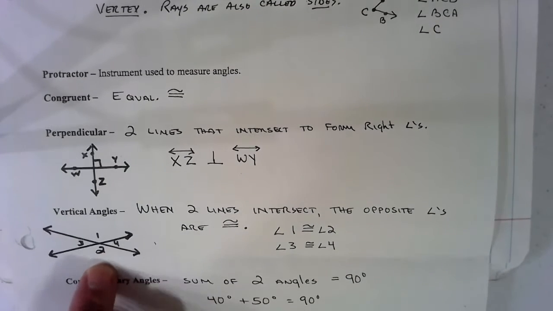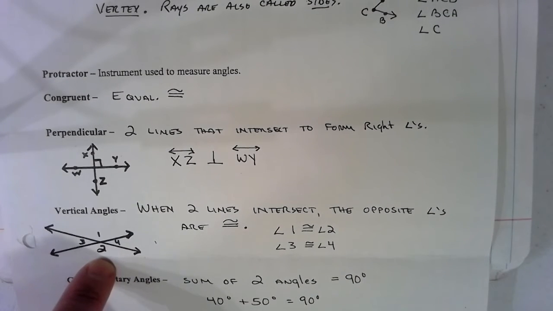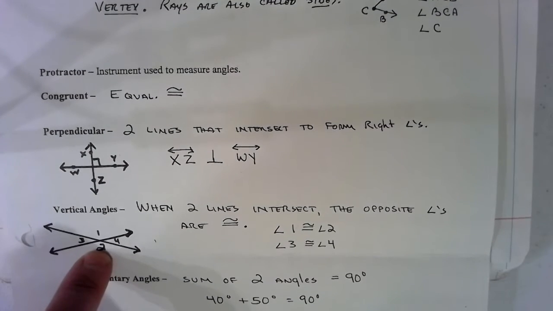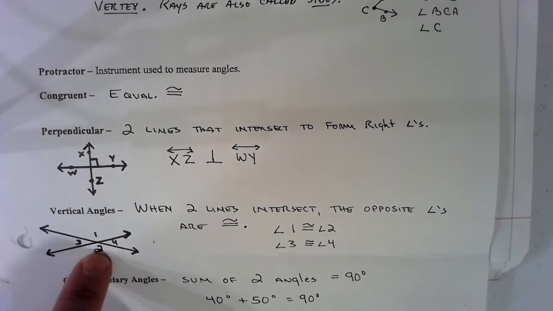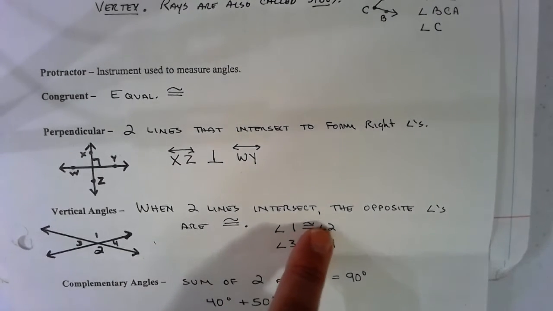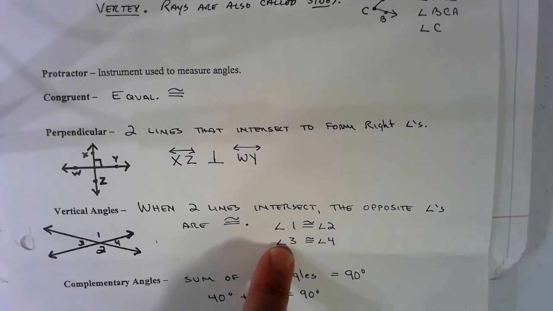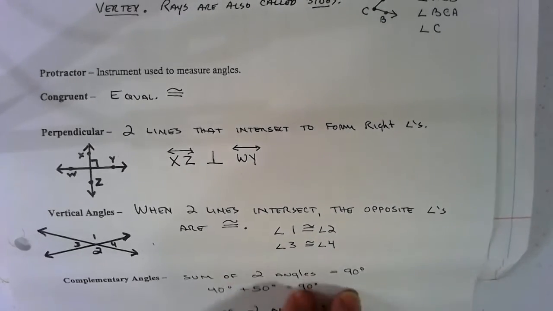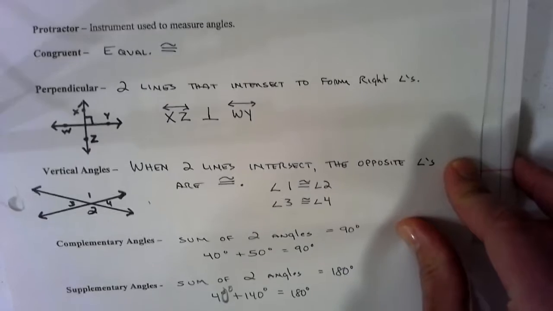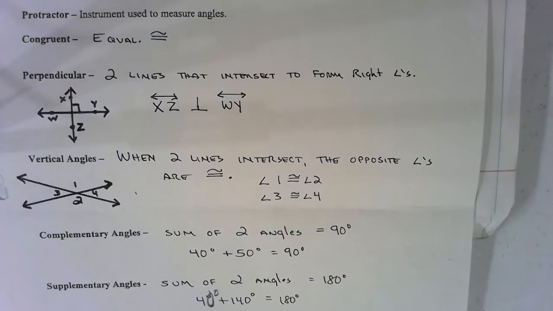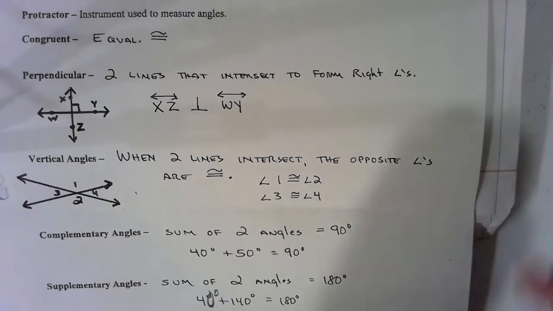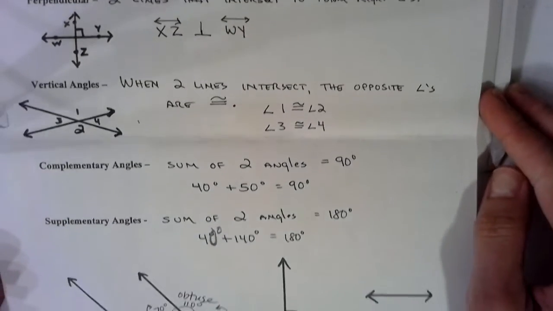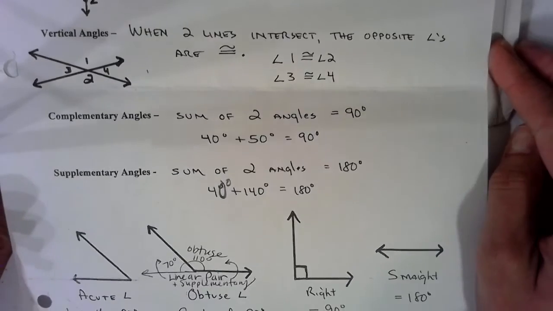Vertical angles are angles that are across from each other. They're on the opposite sides of that vertex in the middle. So this is saying that angle 1 and 2 are congruent, and angle 3 is congruent to angle 4. Complementary angles are angles that have a sum of 90 degrees, and supplementary is the sum of two angles that amounts to 180 degrees.